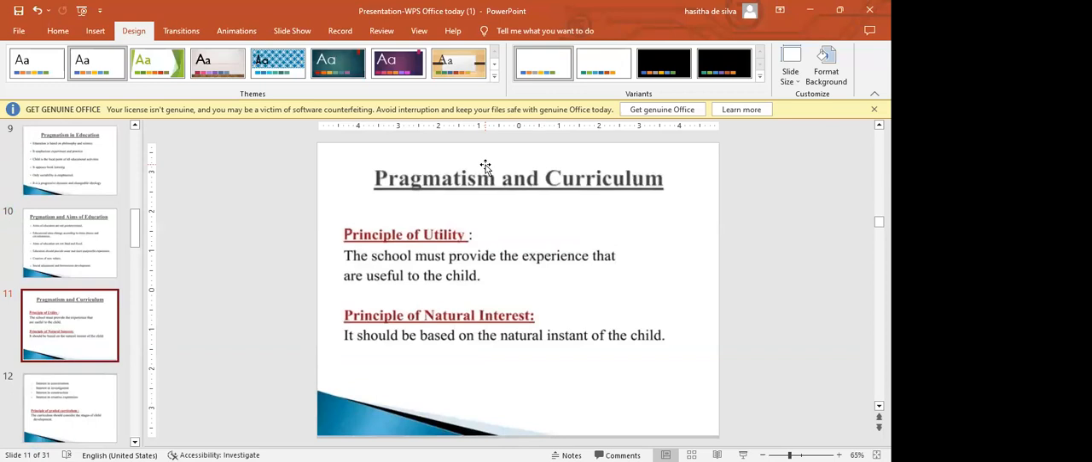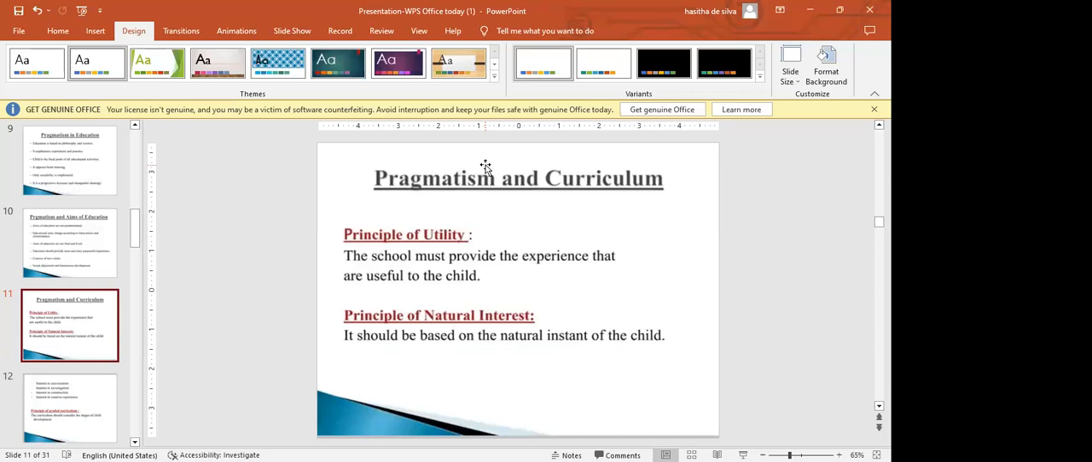Pragmatism and curriculum. Principle of utility: the school must provide experiences that are useful to the child. By considering the pragmatist ideas on curriculum, they emphasize the importance of the school, because the school is the main agent that provides experience and transfers cultural things to children.